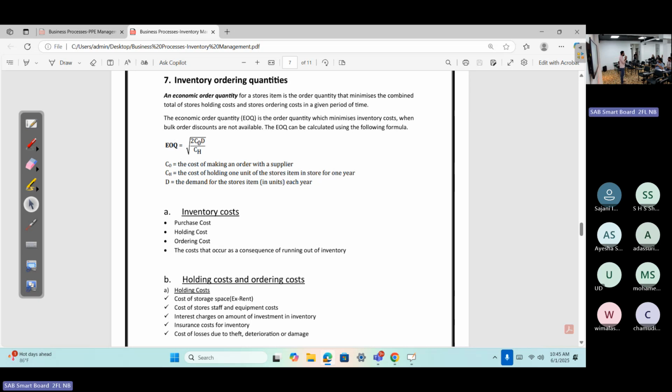Just understand EOQ means how much I should order. Okay. Concept, just understand the concept. Equations are not that difficult. If you apply the amounts, automatically the answer will come. And I have practice questions, but I'm not going to ask any mathematical questions at your level.